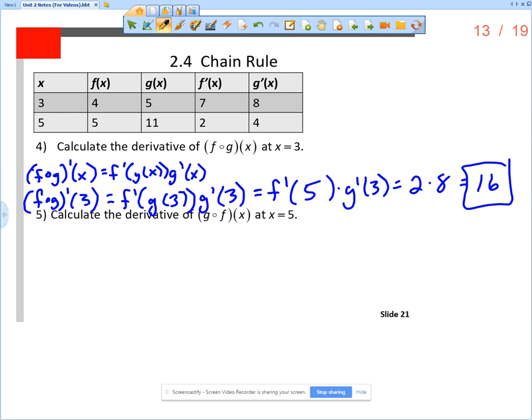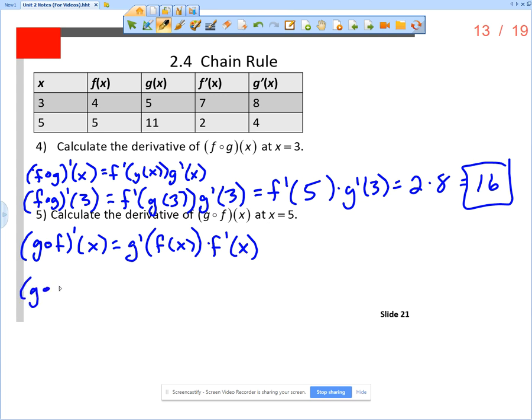All right, one more example here. Calculate the derivative of g of f of x at x equals 5. All right, so remember, the derivative of g of f of x is going to be g prime of f of x times f prime of x. All right, so now I want it at x equals 5. So the derivative at 5 is going to be g prime of f of 5 times f prime of 5. All right, so g prime of f of 5.